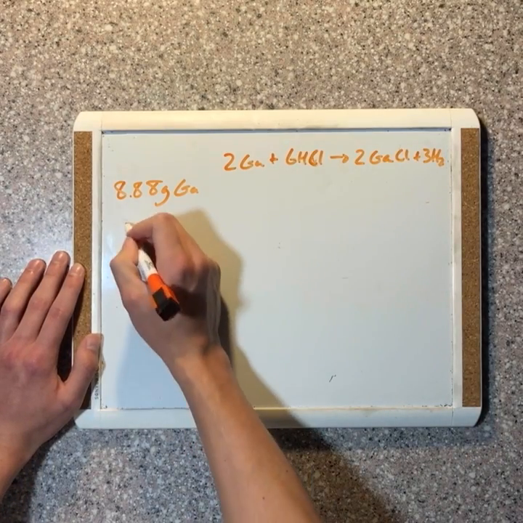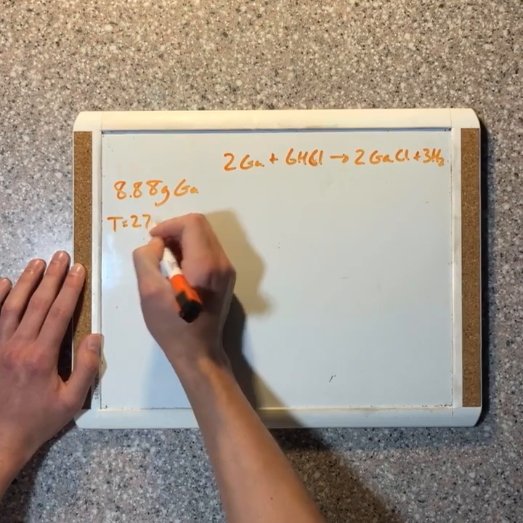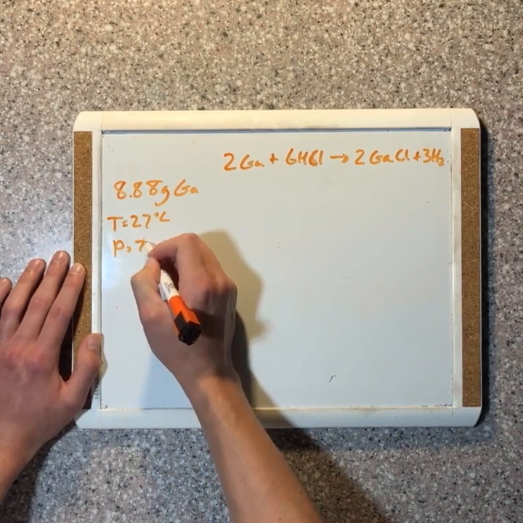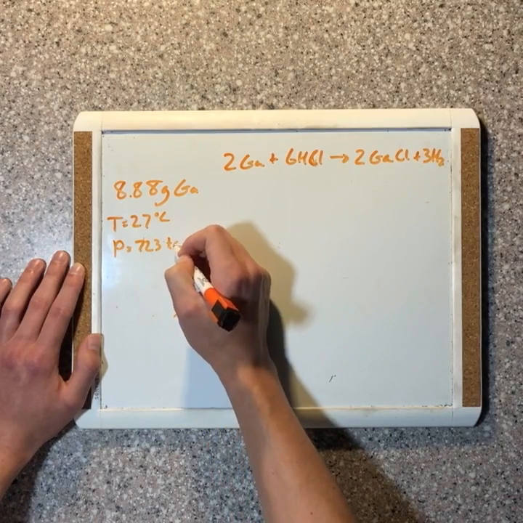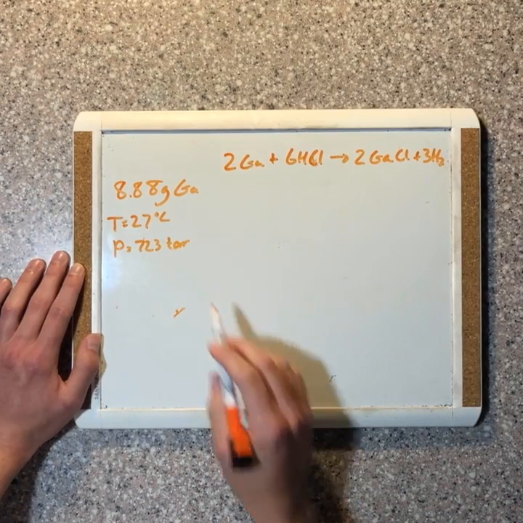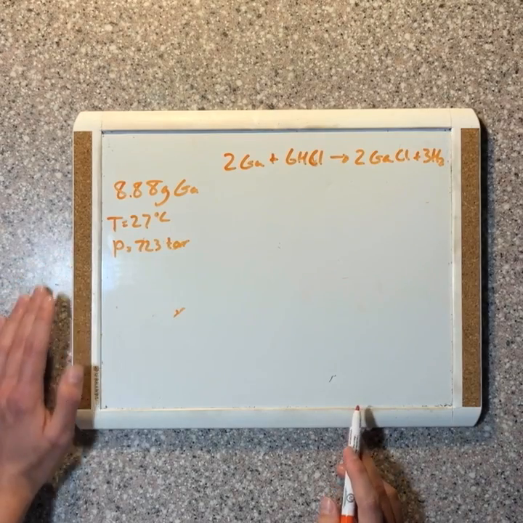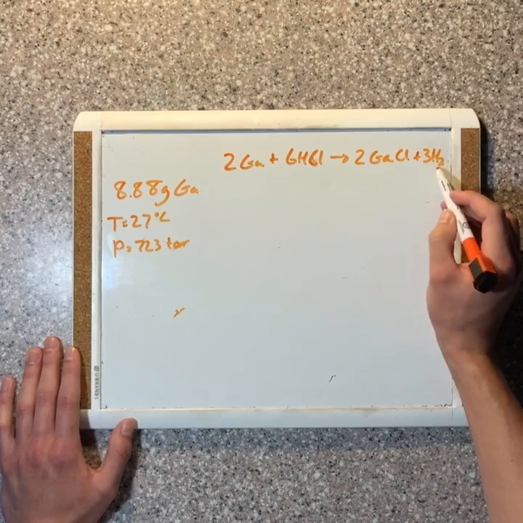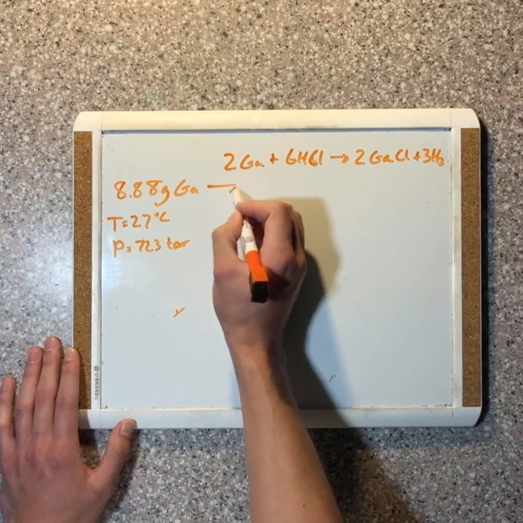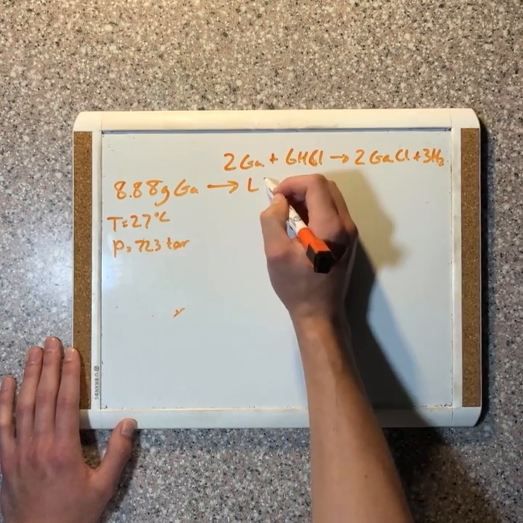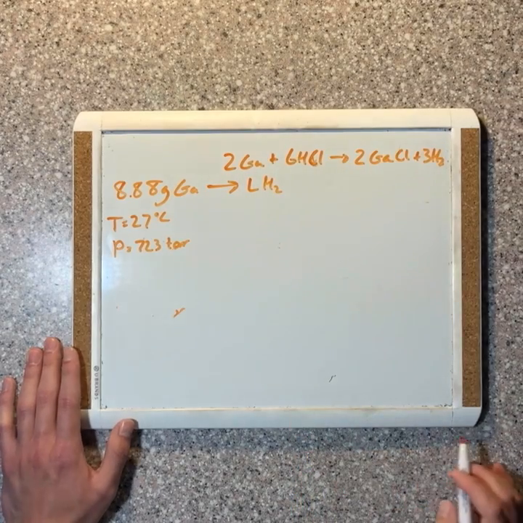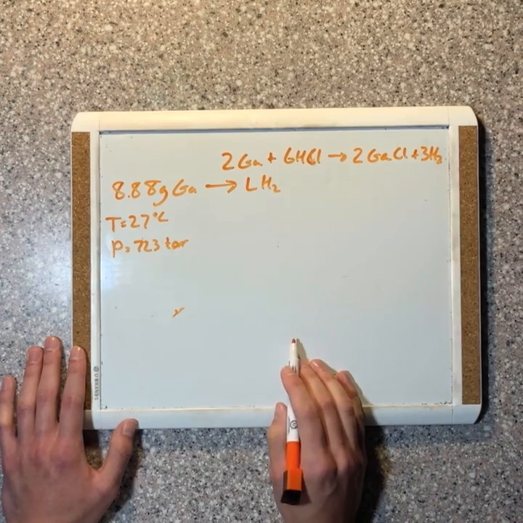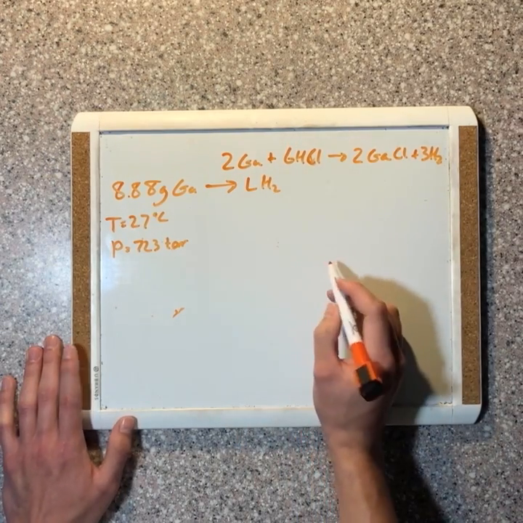Now this reaction is happening at 27 degrees Celsius, and it's happening at a pressure of 723 torr. All right, now we want to know how many liters of hydrogen is going to be produced from this reaction. So we're starting out with a mass of gallium, and we want to know how many liters of hydrogen is going to be produced. All right, now this might be a little bit more complicated than our last example, but we have everything we need.